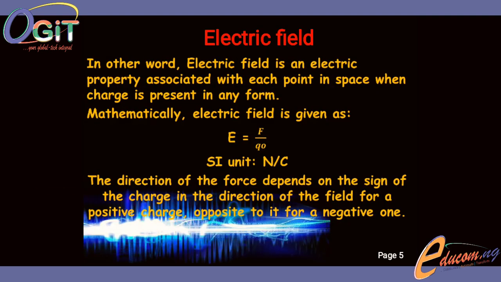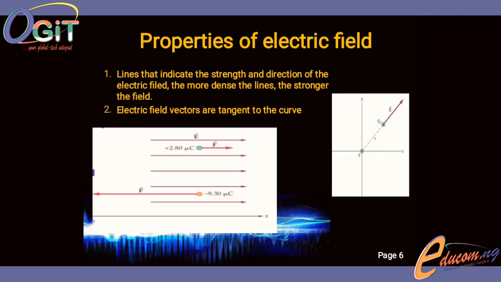In another word, electric field is an electric property associated with each point in space when charge is present in any form. Mathematically, electric field is given as E equals F over Q, where E is the electric field, F is force, and Q is charge. The SI unit is Newton per Coulomb. The direction of the force depends on the sign of the charge and the direction of the field: for a positive charge, the force is along the field, and opposite to it for a negative one.